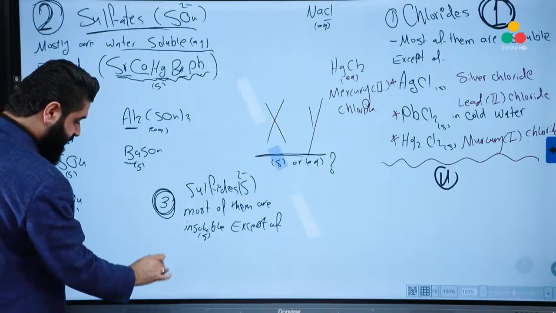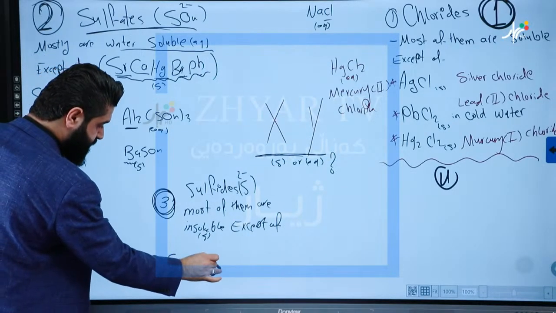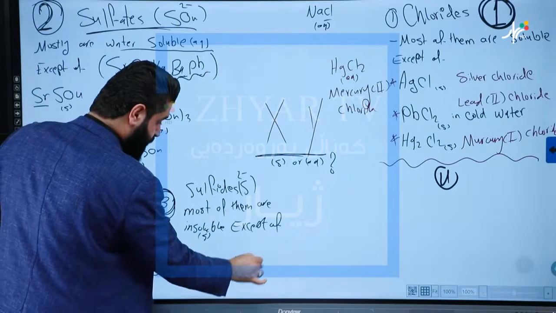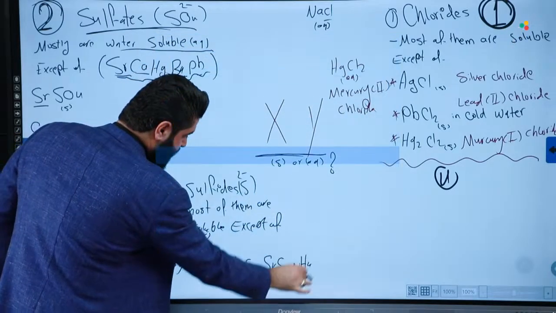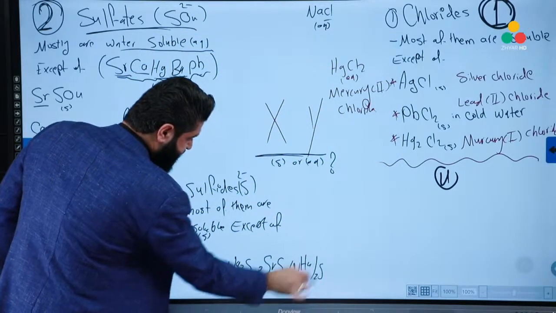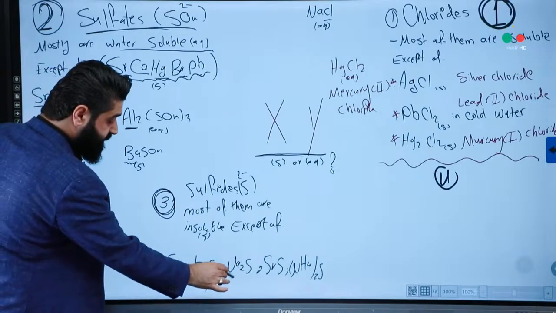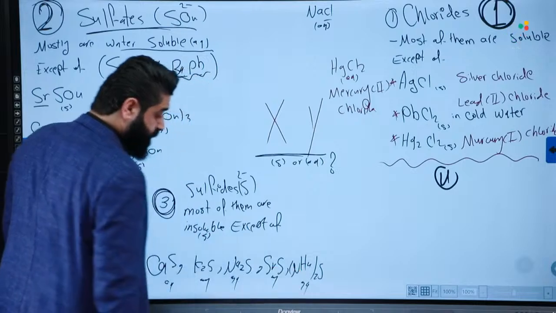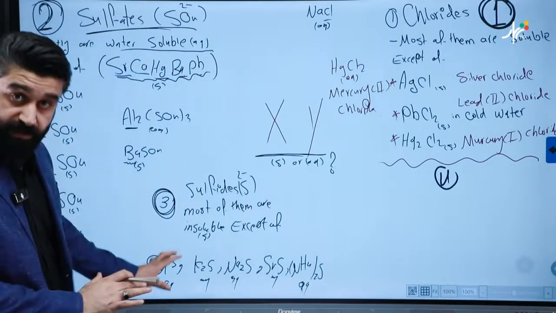Look, CaS, K2S, Na2S, SrS, (NH4)2S. Except of the following compounds, which are aqueous, all the sulfides are solid according to the grade 12th book. Be careful, not in the universe, in the book.